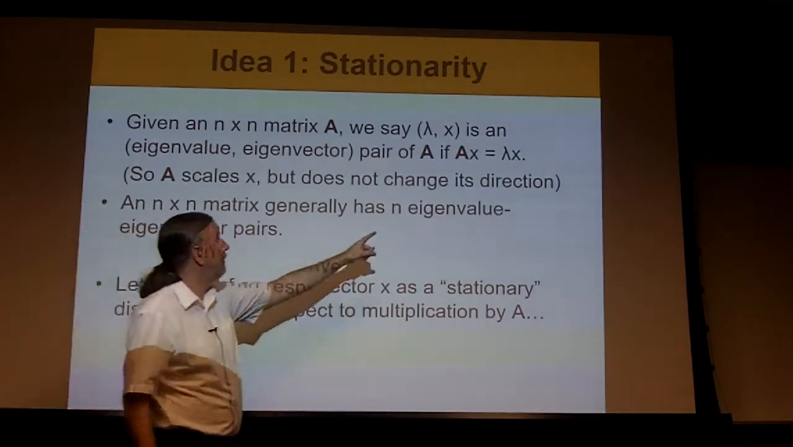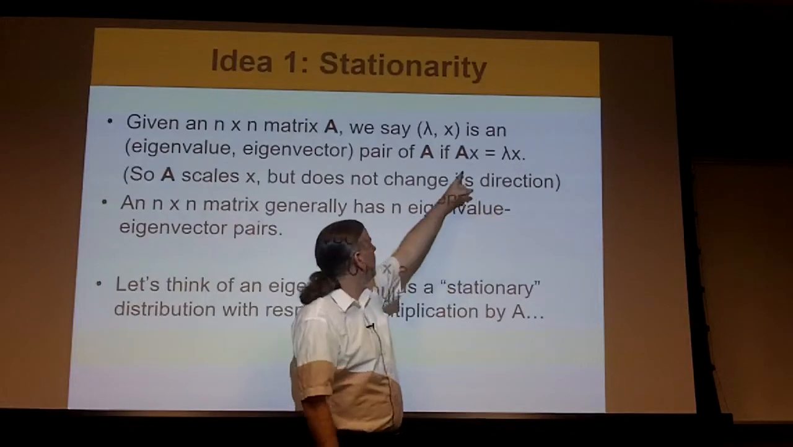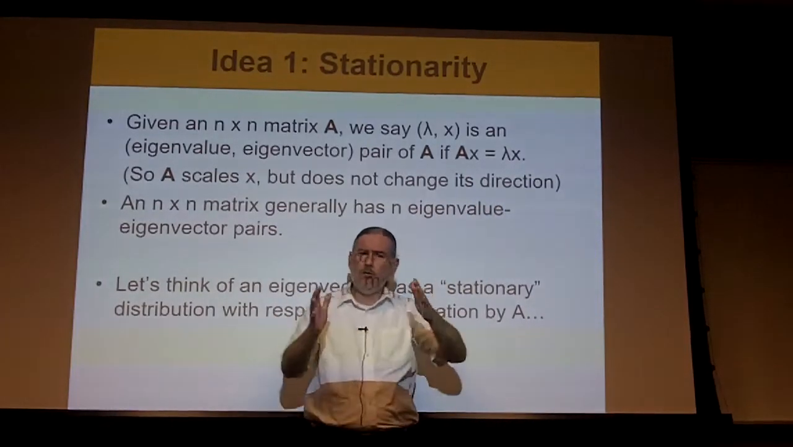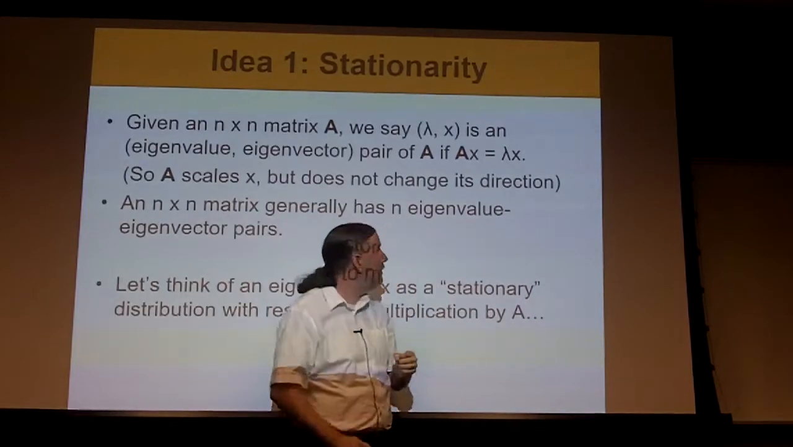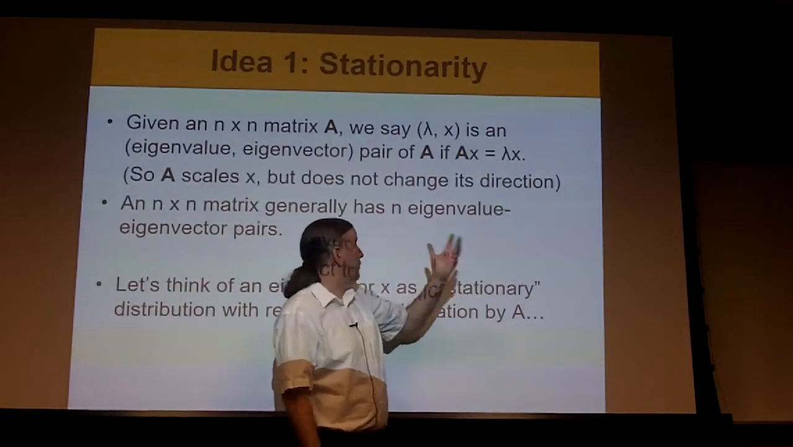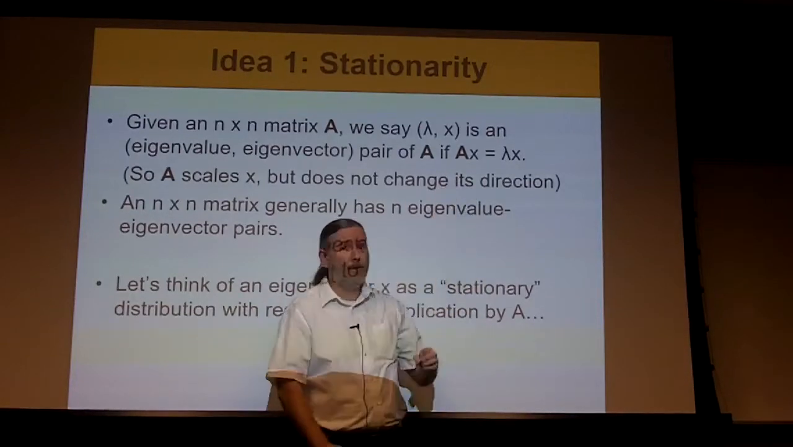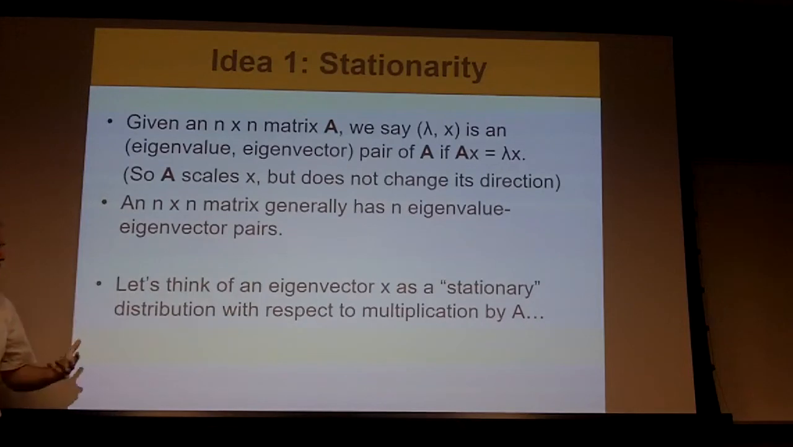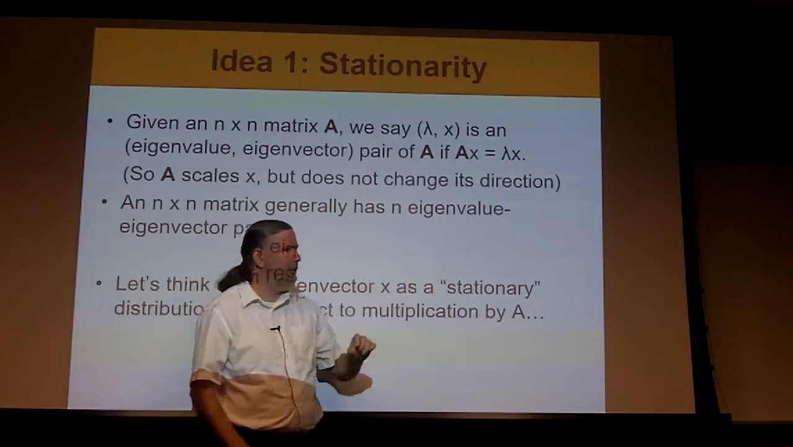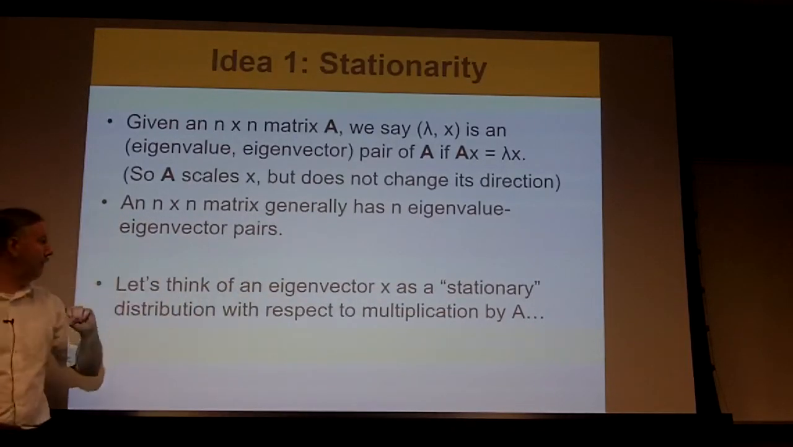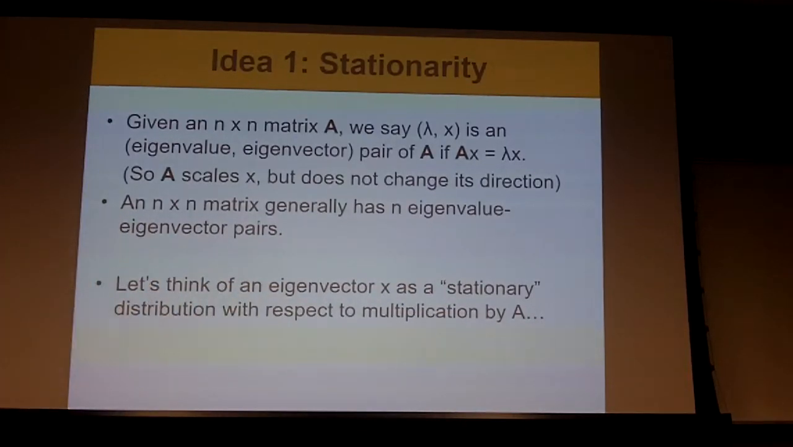This is what you can see from the definition here. An eigenvector is a stationary vector in the sense that it doesn't change when you multiply it by the matrix. It only gets rescaled. And if the eigenvalue is 1, then it's really stationary because it doesn't change at all when you multiply it by the matrix. And so there's a lot of intuition and a lot of applications that just follow from this high-level idea of stationarity. Something being stationary when acted on by the matrix. So let's talk about a couple of those.